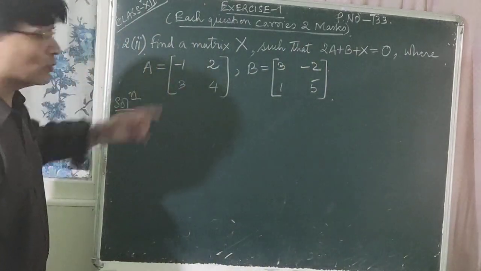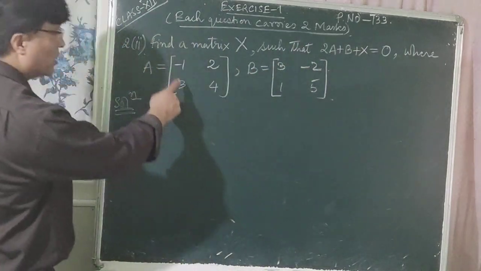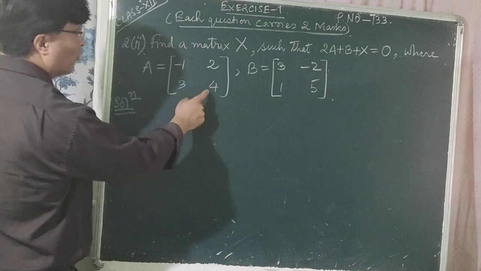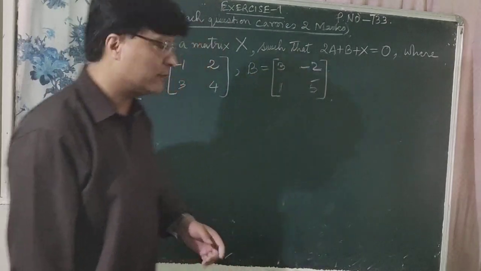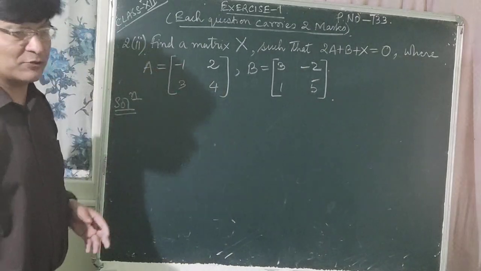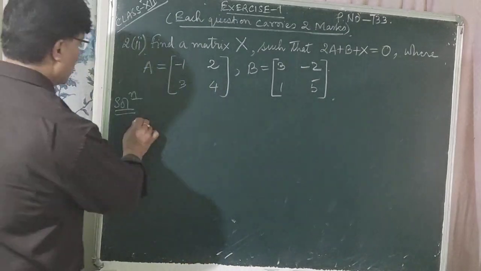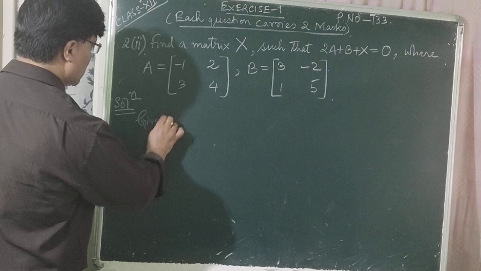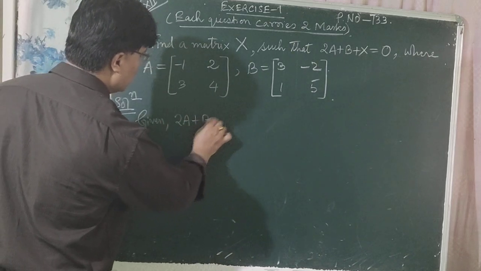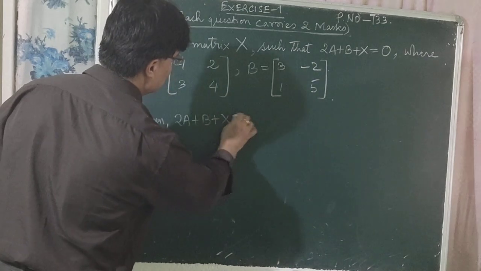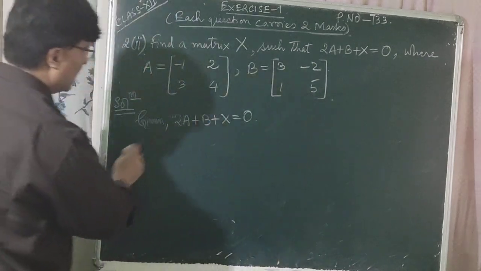Where A is equal to, this is the second order matrix, first row -1 2, second row 3 4, and B is equal to first row 3 -2, second row 1 5. Okay, so you have to find out the matrix X, right? So here given is, so write down the given part. What is the given part here? 2A plus B plus X is equal to O, right?